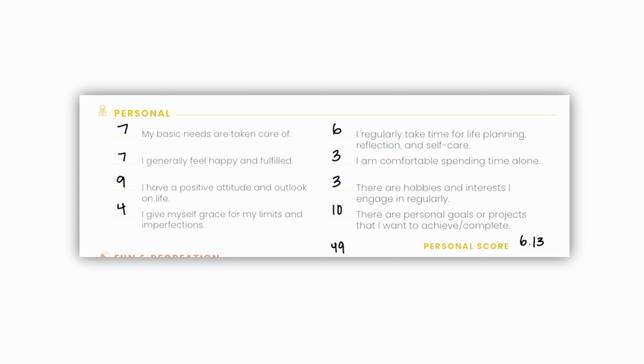So for personal, I ended up with a score of 6. I gave myself a lower score on I give myself grace for my limits and imperfections, I'm comfortable spending time alone, and there are hobbies and interests I engage in regularly, because I am terrible about guilt tripping myself for spending time doing the things that I want to do instead of the things that I feel like need to be done. I also am not very comfortable spending time alone.